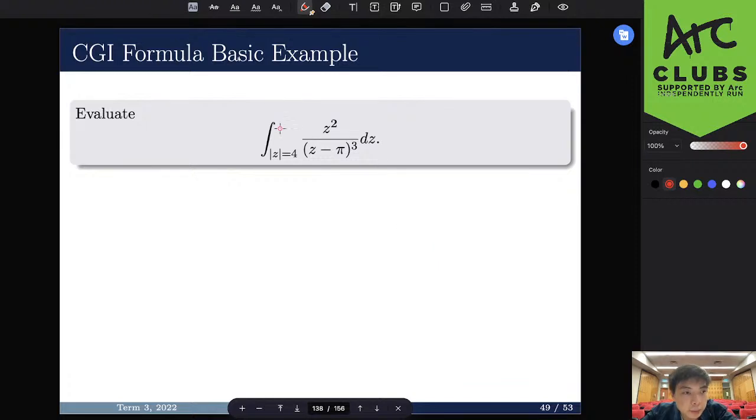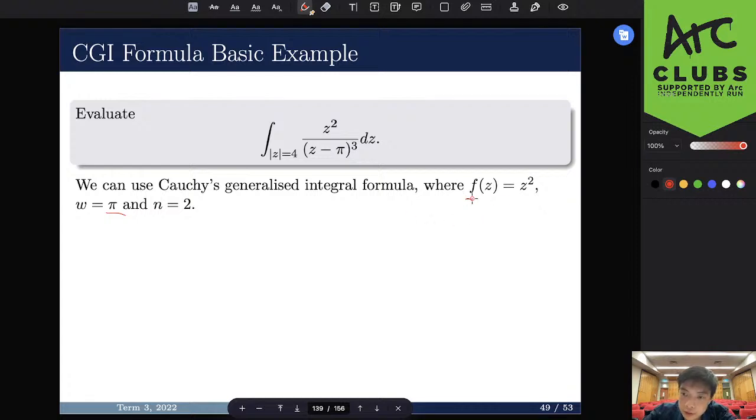So here's an example of Cauchy's generalized integral formula. Of course, you see that we have a circle of radius 4, and obviously that's simple and closed. We have pi, which does live inside our circle, which is why we have to use Cauchy's generalized integral formula. We also realize that z squared is holomorphic everywhere. So first we have our f of z, which we choose to be z squared. We choose our w to be pi and our n to be 2. The reason is because we have a power of 3 here, and we know that 3 is equal to n plus 1, so n is equal to 2.